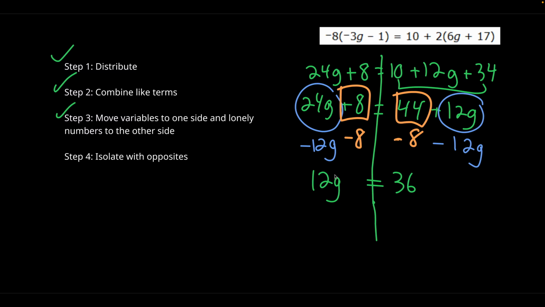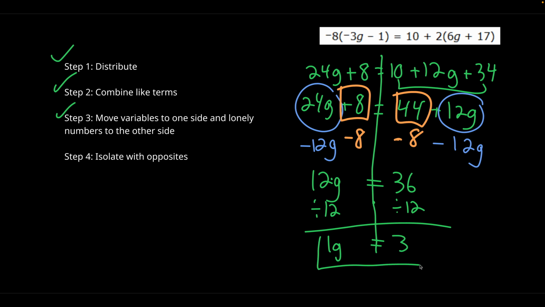Now, this is 12 times g. Remember that when they're right next to each other, that means times. So the opposite of multiplying by 12 would be, well, let's divide by 12. Do it on both sides. And now, 12 divided by 12 is 1g. Perfect, that's what we want. 1g equals 36 divided by 12, which is 3.